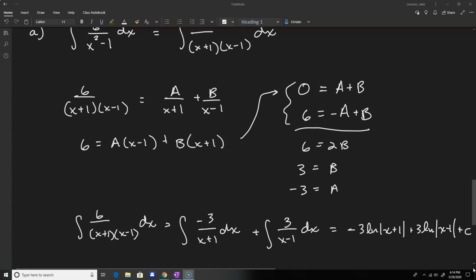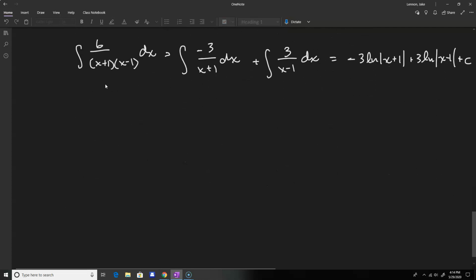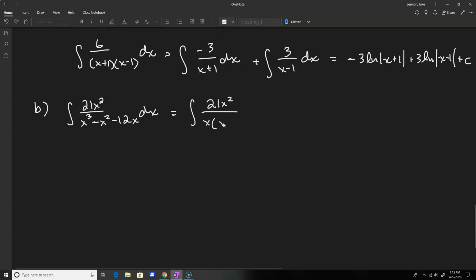Okay, so let's move on to another example. Let's say we have part B. We're trying to find the antiderivative of 21x squared over x cubed minus x squared minus 12x dx. The first thing to do here is, again, factor. So we can actually write this as 21x squared over x times (x minus 4) times (x plus 3).